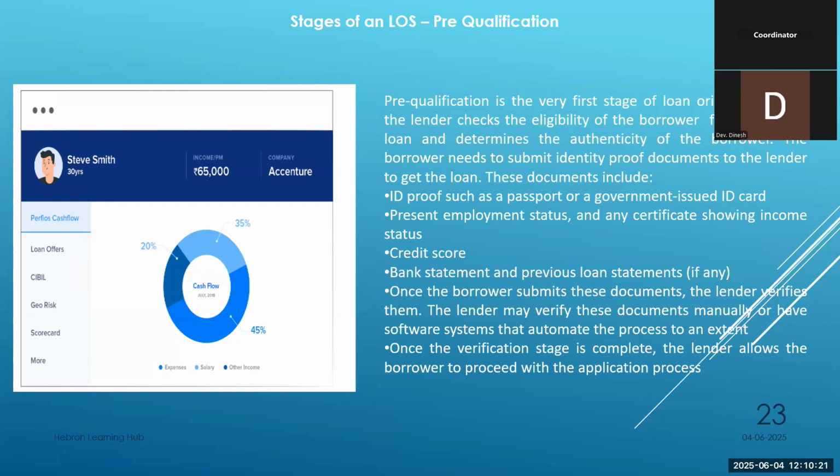How is the eligibility checked? ID proof of the customer, such as a passport or government-issued ID card, employment status, credit score, which is the CIBIL score, and previous loan statements. Once the borrower submits these documents, the lender will verify them. LOS helps to automate all these verifications. Once this is complete, the lender allows the borrower to proceed with the application status.